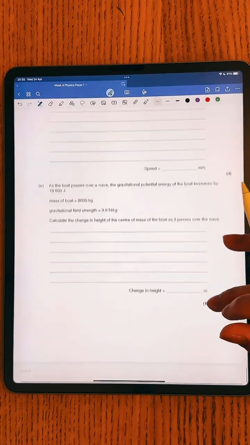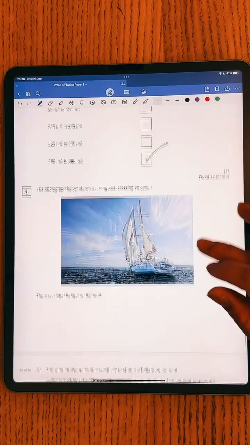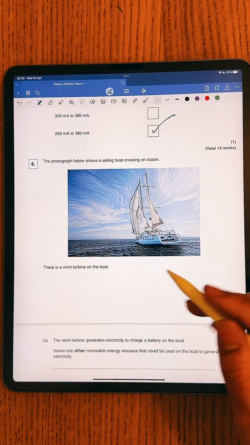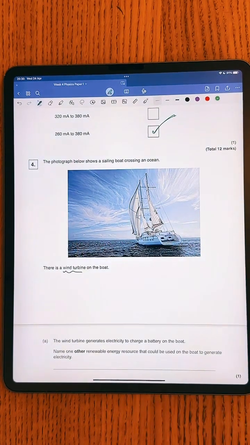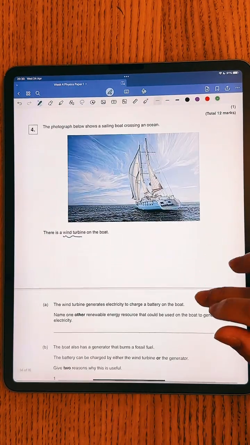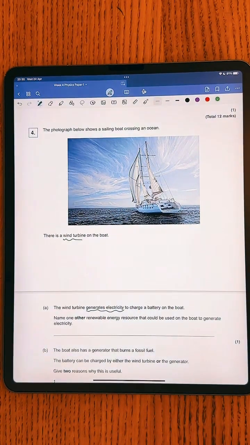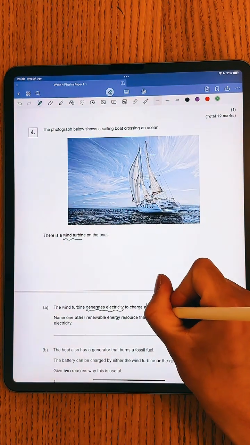Okay. I think we're on the last question. Yep. Last question. So we've got a sailing boat crossing an ocean, and there's a wind turbine on the boat. The wind turbine generates electricity to charge a battery. We've got a battery on the boat.